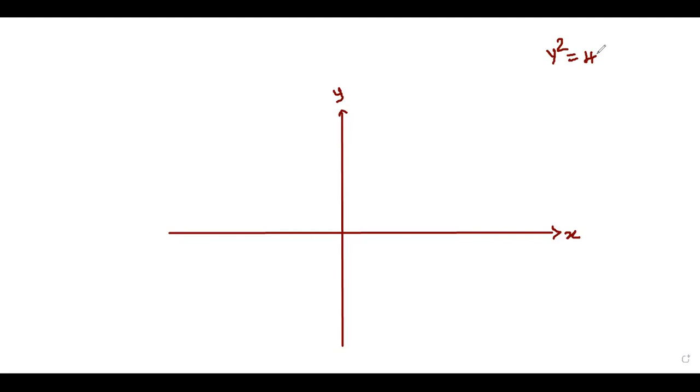Oh, I'm sorry, I think I was wrong. The open upward one is x square is equal to 4ay. That's what I was wondering. Open upward one is x square is equal to 4ay.